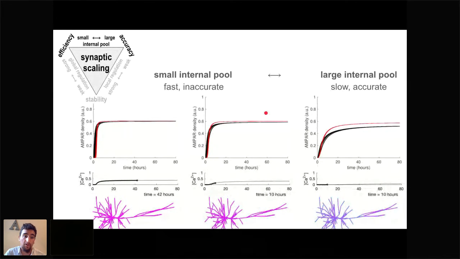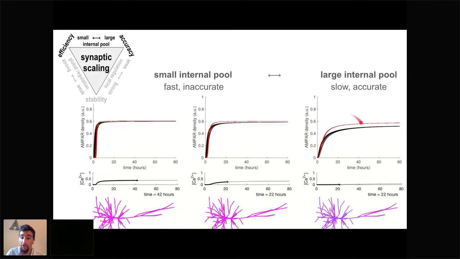On the left, we have a small internal pool. Notice that this fills relatively fast. In the middle, we have a larger internal pool. We can begin to differentiate between potentiated synapses in red and those in black. However, the cell fill time is slower, less efficient than it was on the left.